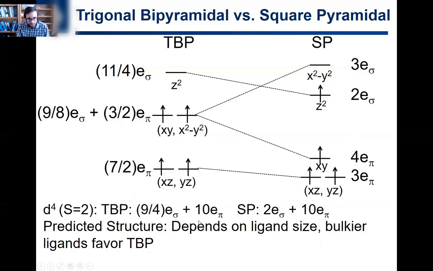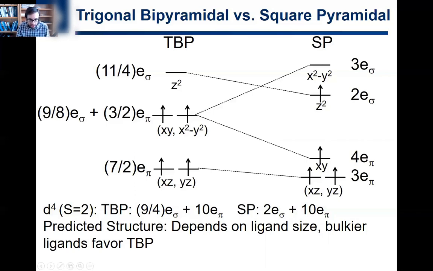And this is fairly close, right? 9/4 e sigma is what, 2.25 e sigma. So these are very close. These are only 0.25 e sigma away. And so it's really going to depend upon the ligand size here.